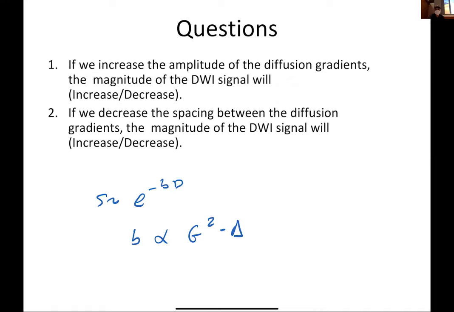Why don't we push our luck and try the next question. So now we're at the scanner and someone's increased the spacing between the gradient pulses. So you have a positive and negative pulse. You've increased that spacing. Now what's going to happen to the diffusion weighted signal? Go ahead and take a minute and think about that. Sorry, we decreased the spacing. I read it wrong.